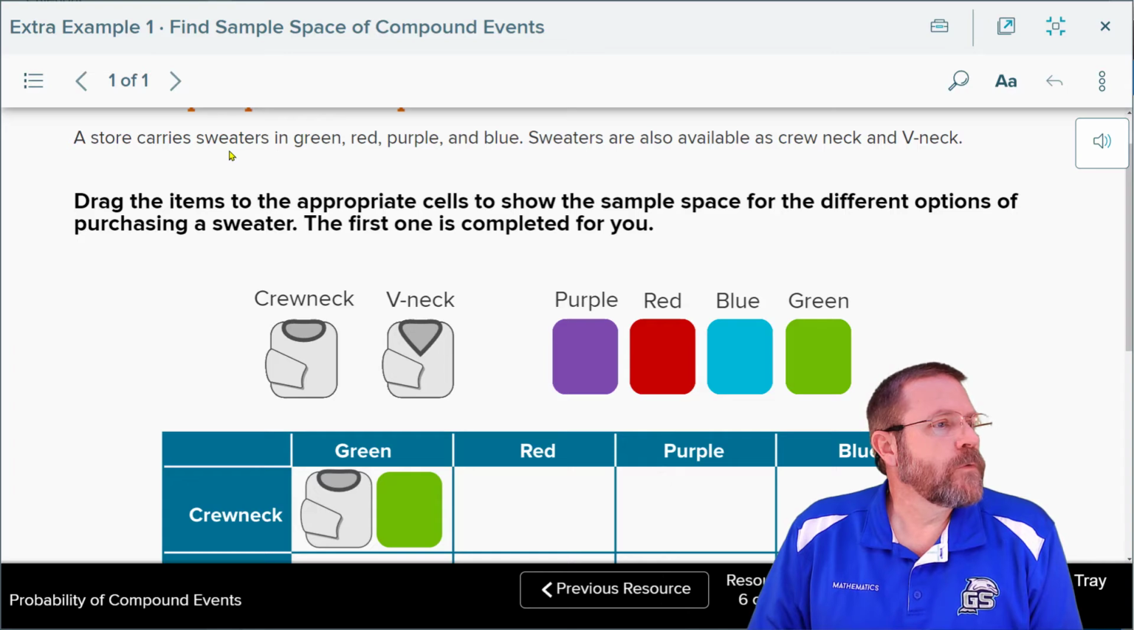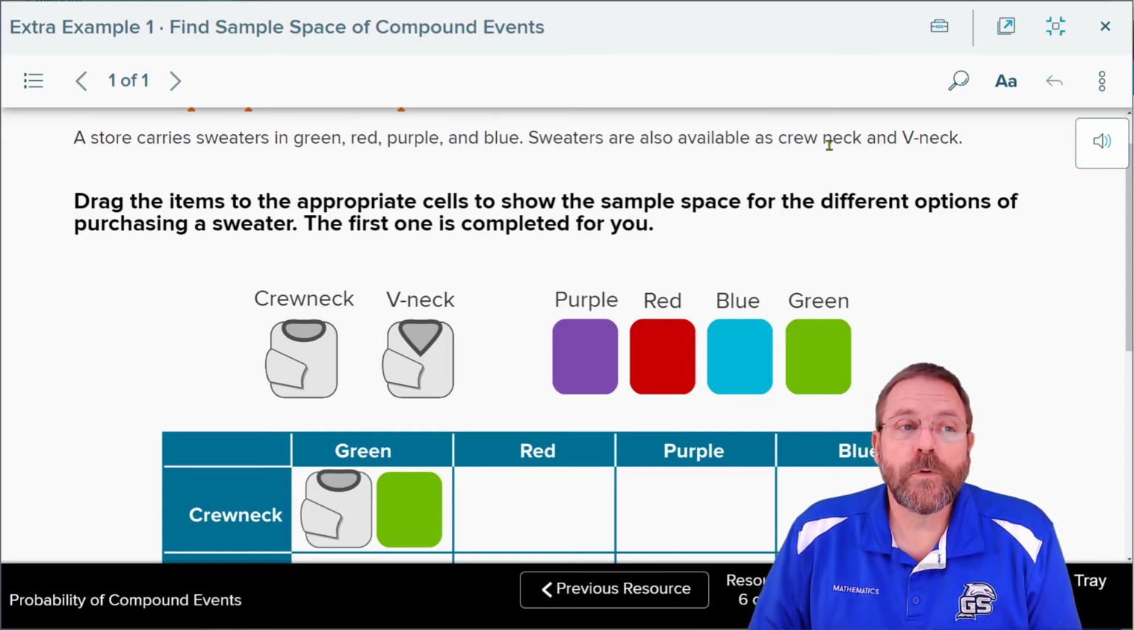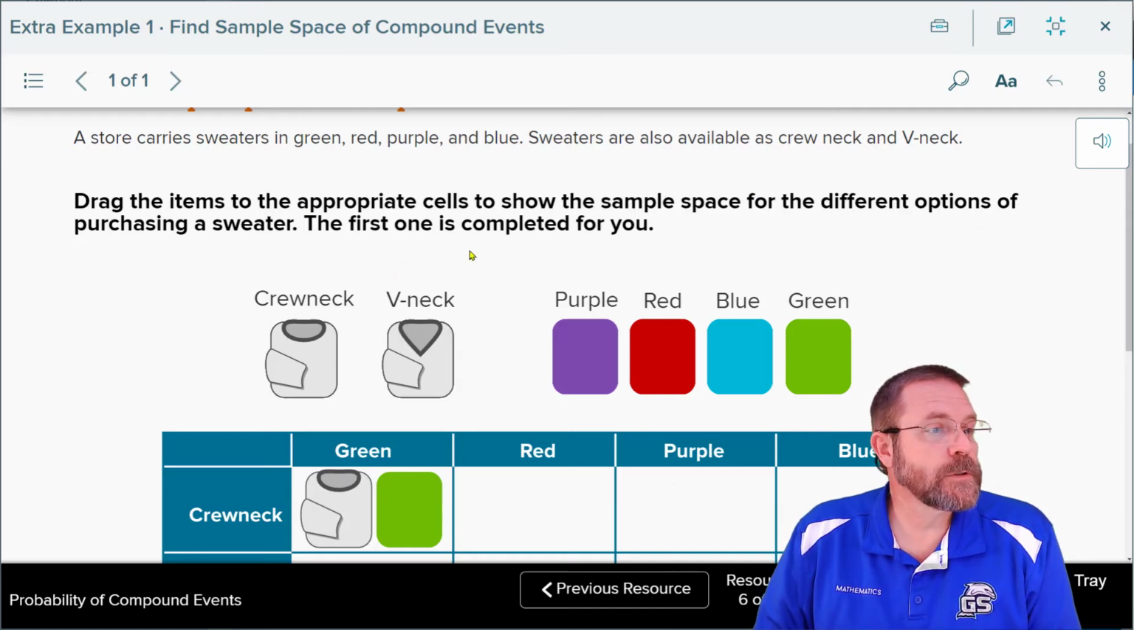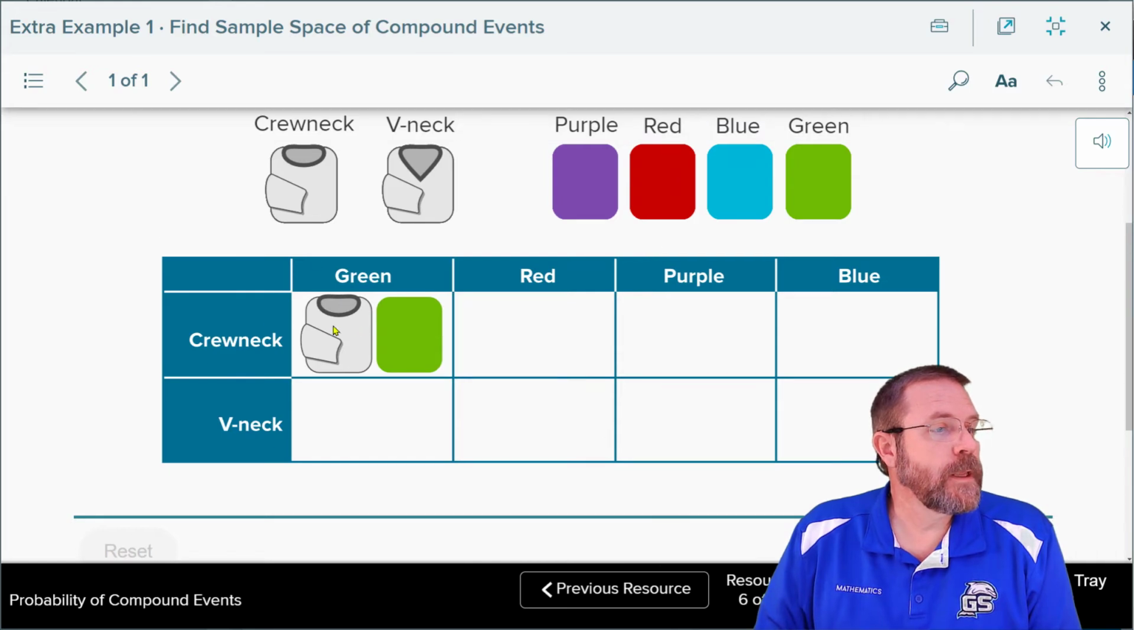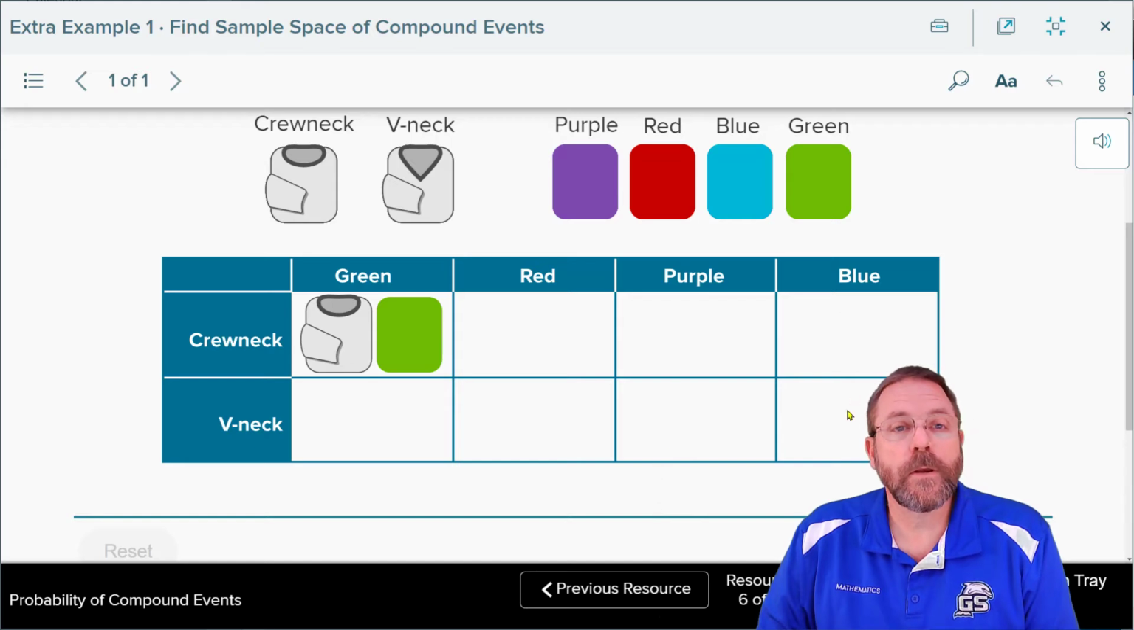A store carries sweaters in green, red, purple, and blue. They're also available in crew neck or V-neck. Drag the items to the appropriate cells to show the sample space of the different options for purchasing a sweater. The first one is completed for you. So here you can see that they got a crew neck and a green sweater. This row is crew necks. This row is V-necks. This column's green, red, purple, and blue.